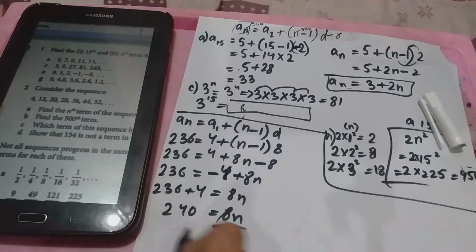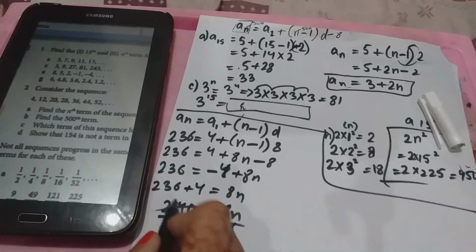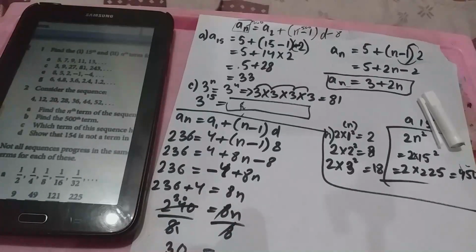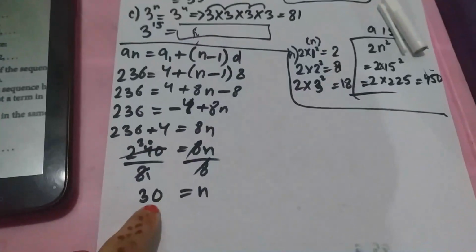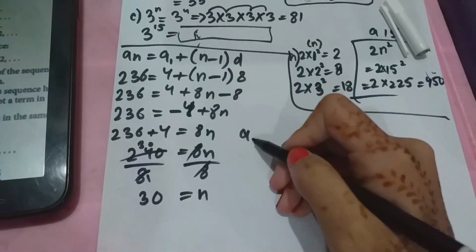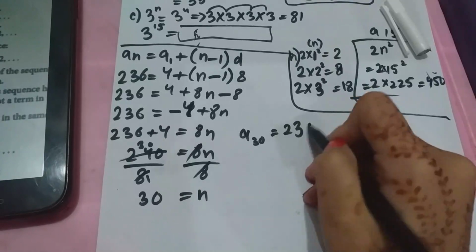Divide this 8 on both sides to remove this 8 from the n. 8 1s are 8, 8 3s are 24, so 30 equals n. Okay, so it means 236 is the 30th term of the sequence. Here A30 equals 236.